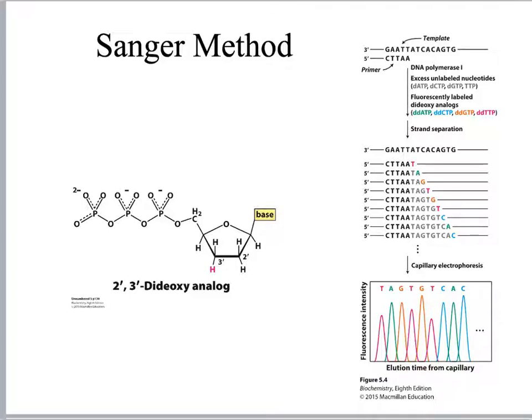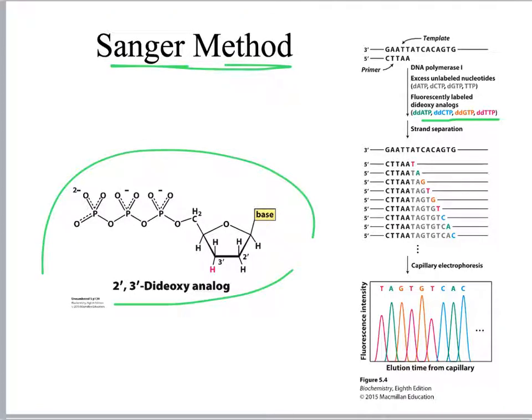So when we're using this Sanger method to sequence, we have our dideoxy analogs of those bases, so the ATP, the CTP, the GTP, and the TTP. This is what the dideoxy analog portion looks like, and then the base, of course, adenine, thymine, guanine, or cytosine, depending on what's there. Each of these dideoxy analogs is going to be labeled with a different fluorescent probe, and the wavelength or the color of that particular probe is going to vary depending on which one it is.